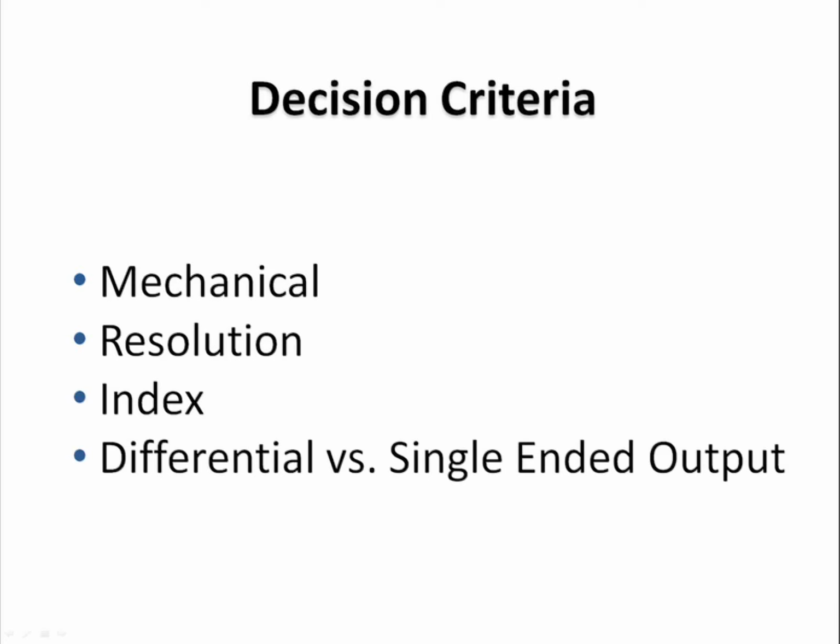I heard Mindy say earlier, precision and high accuracy, and really think of those terms, precision and high accuracy, for feedback. There are some key things to look at as far as decision criteria when selecting an encoder. You have to look at the mechanical specifications of your motor, the resolution that's needed, whether or not you need a home position or an index, whether or not you need a differential output or single-ended output, which is the most common.